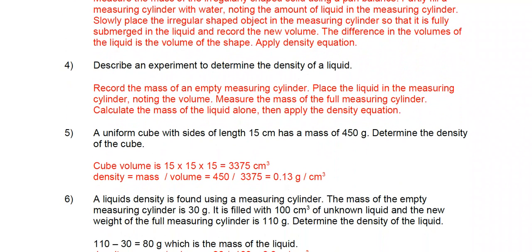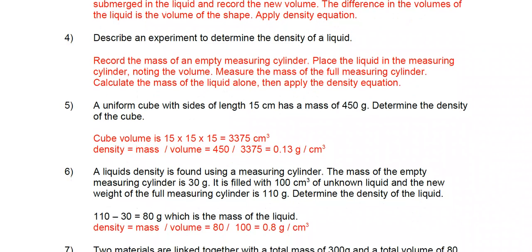A uniform cube with sides of 15 centimeters has a mass of 450 grams. Determine the density of the cube. Well, the volume of the cube is 15 cubed, which is 3,375 centimeters cubed. Density is mass over volume. So 450 divided by 3,375 gives me 0.13 grams per centimeter cubed.